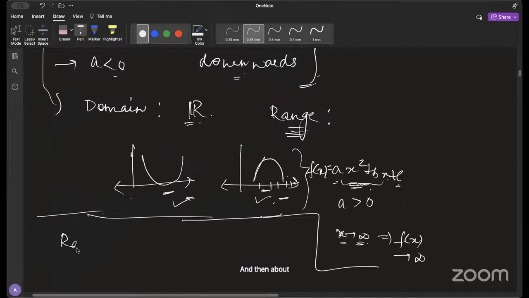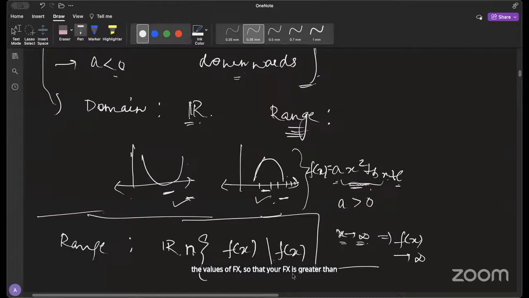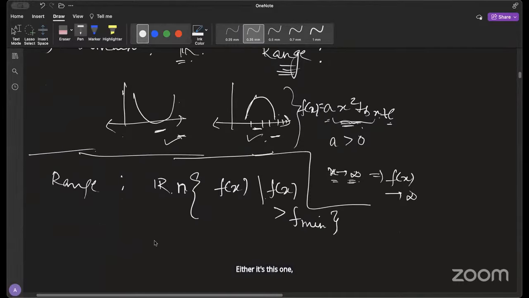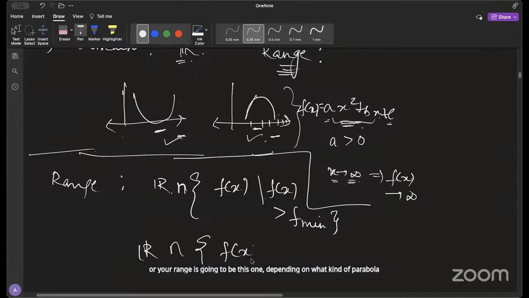And then about the range for this function. In the range, you'll have real numbers, obviously. With real numbers, you take the values of f(x) such that f(x) is either greater than the minimum value of f, or your range is going to be this other one, depending on what kind of parabola you are dealing with.